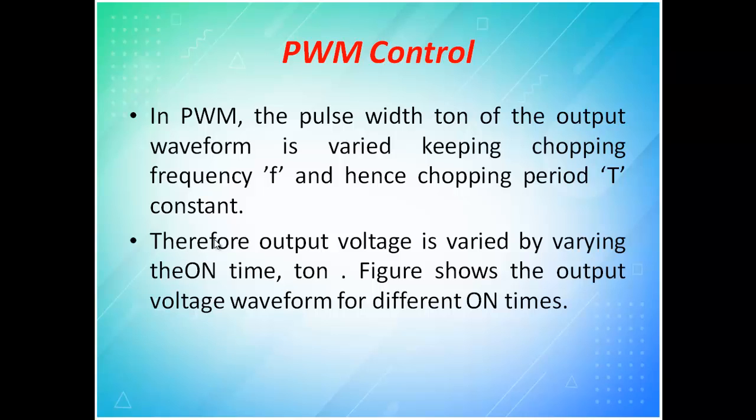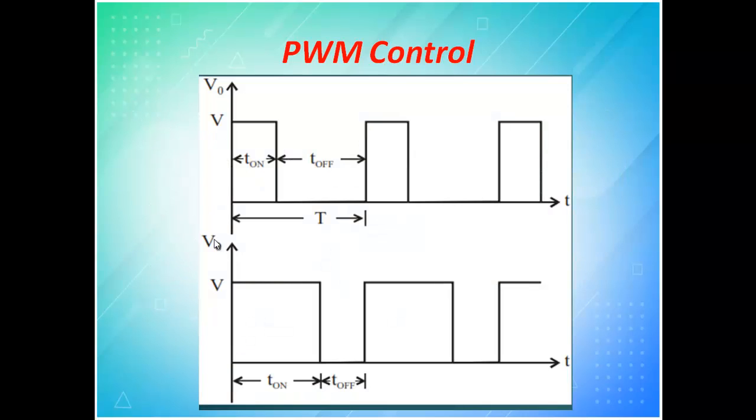The figure shows the output voltage waveform for different T on times. Here I am showing 2 T on and T off. See, you can see here. This starts from here till here, and this is called T. Both the figures you can see, T remains constant, the same T here. What you see on the upper figure and bottom, T remains constant.